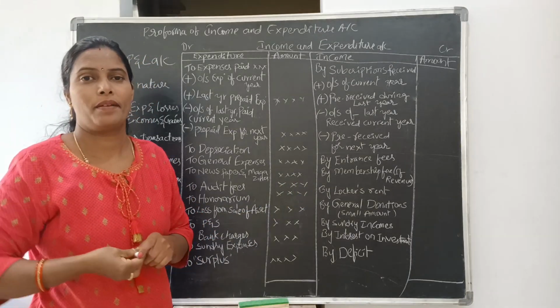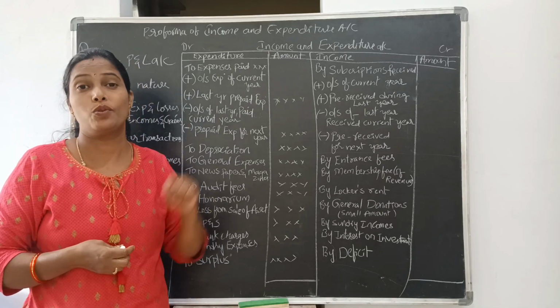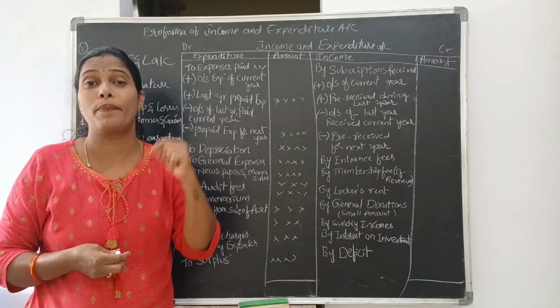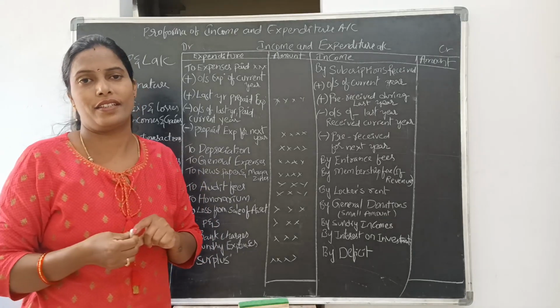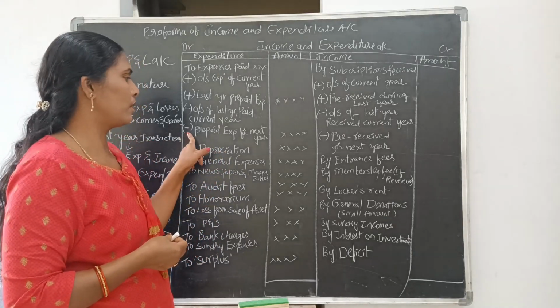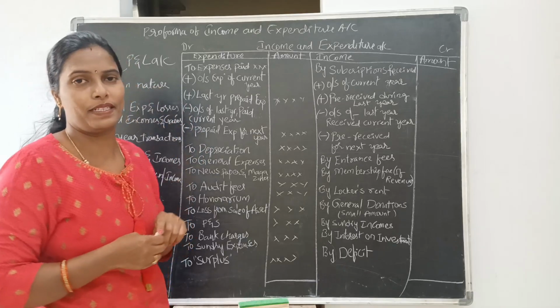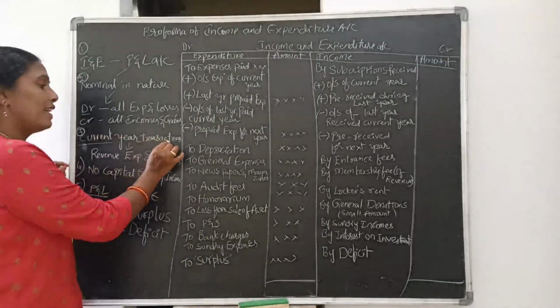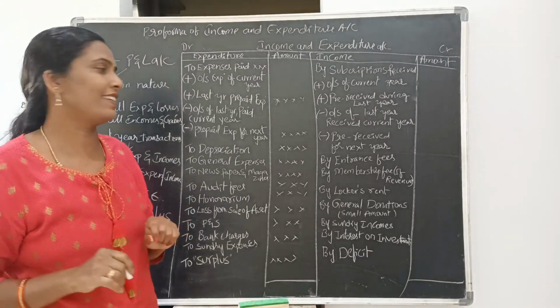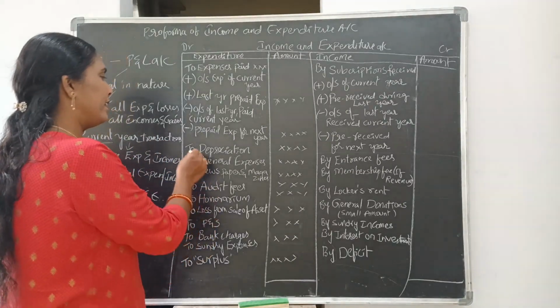Prepaid means paid in advance. A 2025 expenditure paid in 2024, so we won't write this transaction. That's why we are going to deduct it from the concerned expense. Why? Because we only post current year transactions, only this year's transactions we are going to take.